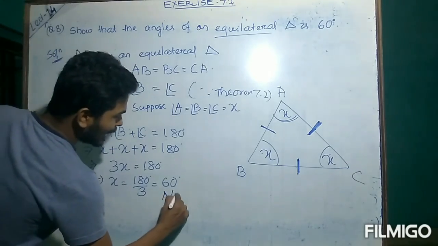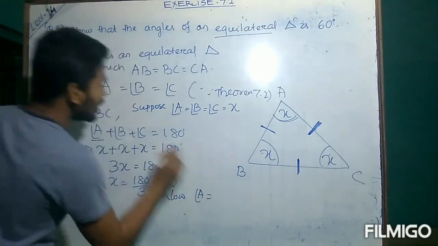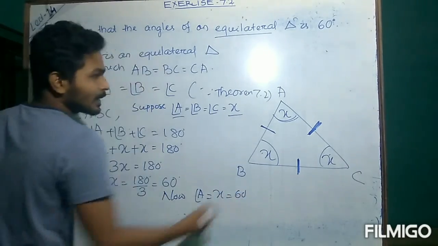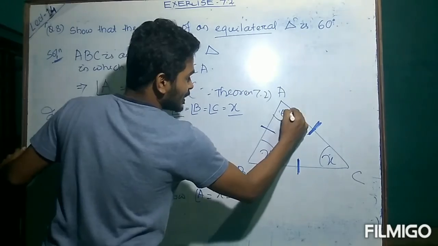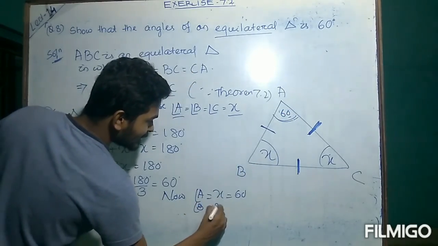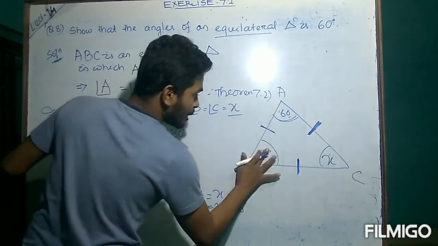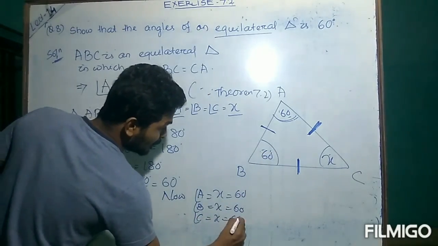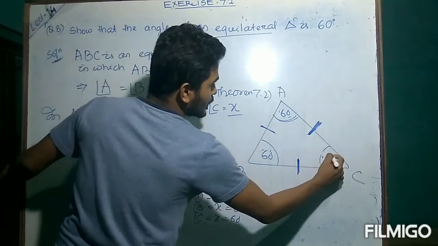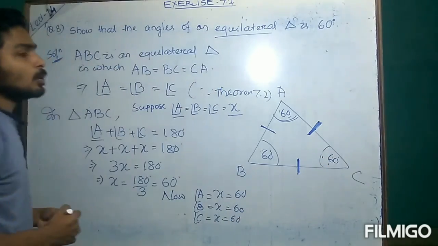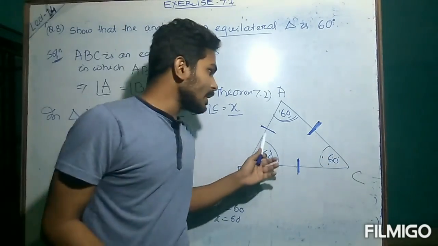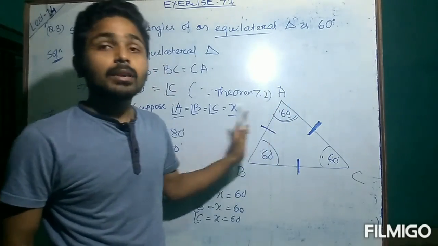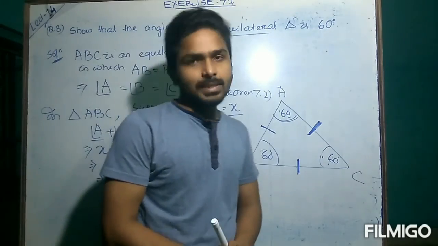And now we can write that angle A is how much? We have taken angle A as x, which is also 60 degree. So this is 60. We have taken B as x, so B is also 60 degree. Finally, we have taken C as x, so C is also 60 degree. So what we have concluded? We have concluded in an equilateral triangle, if all the sides are equal, then all the angles must be equal and the value of each angle will become 60 degree. Okay.